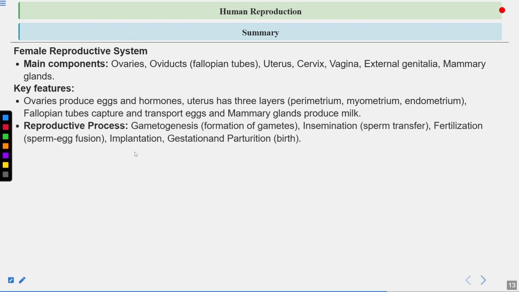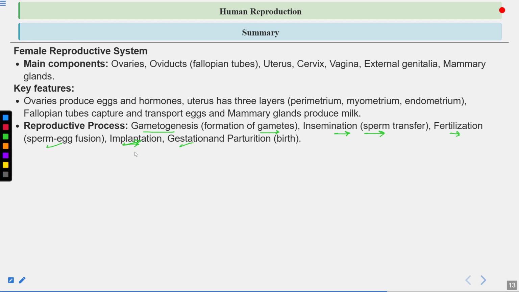Now the reproductive process. Gametogenesis, which is the formation of gametes. This is the first step during sexual reproduction. After the gametes are formed, the insemination process occurs, meaning transfer of the sperm into the female genital tract. Then fertilization occurs, meaning the fusion of the male and the female gamete. Then implantation, the attachment of the blastocyst into the uterine wall.